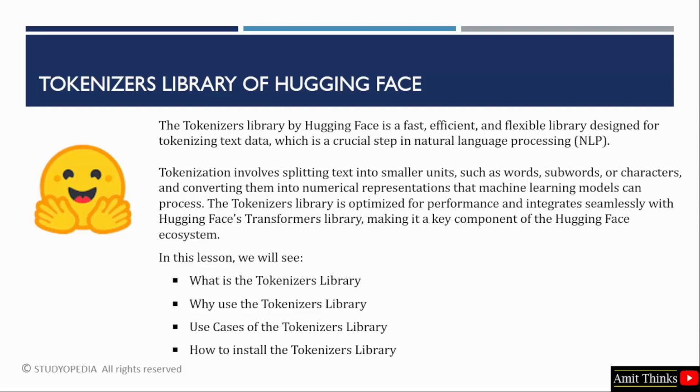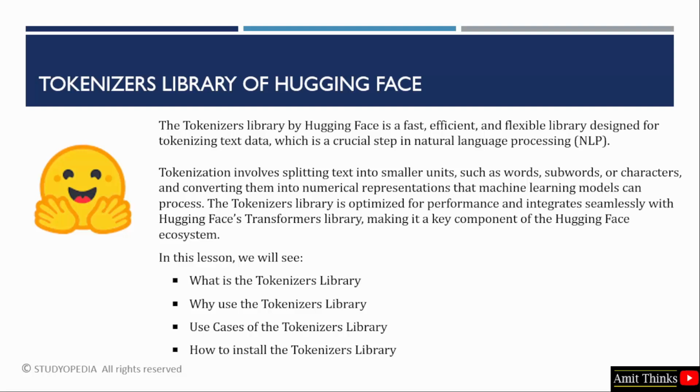So the Tokenizers library is a fast, efficient and flexible library designed for tokenizing text data, which is a crucial step in natural language processing. Tokenization involves splitting text into smaller units such as words, subwords or characters. Then these are converted into numerical representations that ML models can process. In this lesson, we will understand what the Tokenizers library is, why use it, its use cases, as well as how to install it. So let us start.